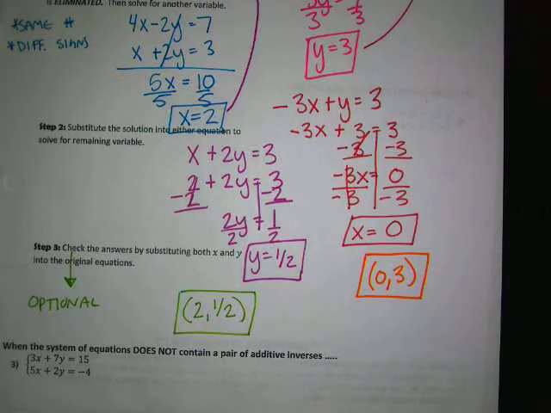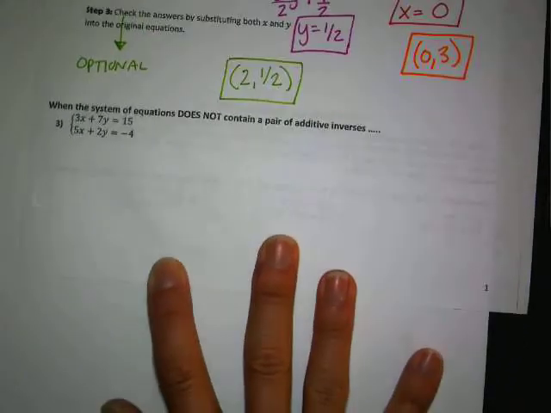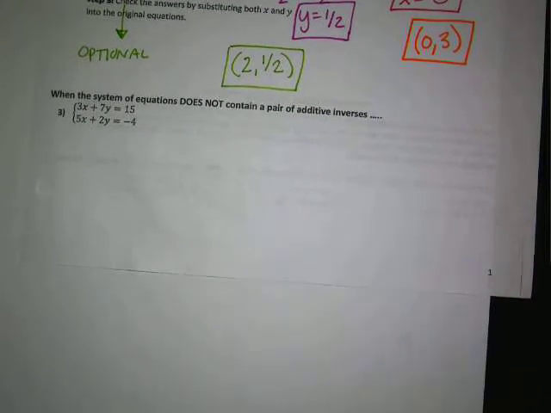Alright, so for those two problems for elimination, are we good? Yeah. Sweet. Alright, number 3. When the system does not contain a pair of additive inverses. So additive inverses means it doesn't have the same number but different signs. Don't you multiply both of them by the least common multiple? Yes, least common multiple. Can't you divide? You'll get fractions if you divide, so that's no good.